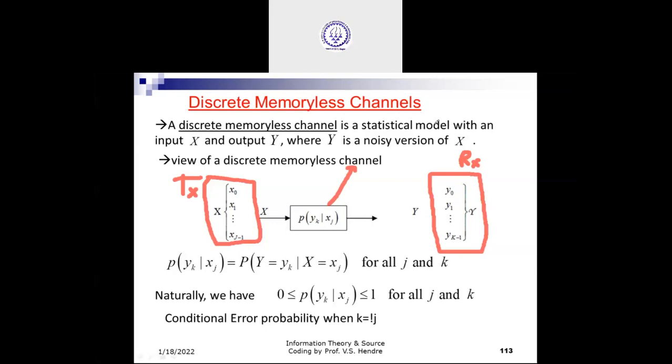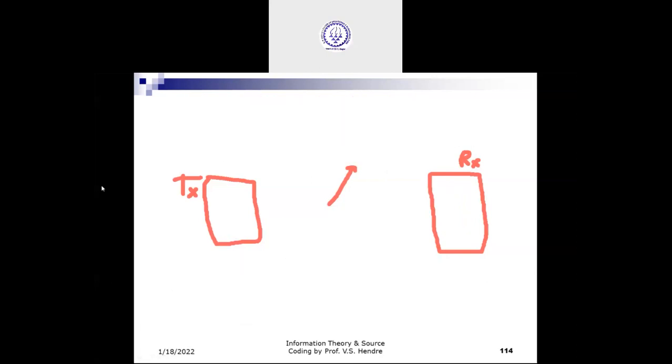So what is a discrete memoryless channel? It is a statistical model with an input X and output Y, where Y is a noisy version of X. No doubt X has been transmitted along the channel, noise gets added, and I'm going to receive the noisy version Y over here. So this is what a discrete memoryless channel is. Now, we need to define certain probability concepts for this discrete memoryless channel. To understand these particular concepts, let us look at how I can understand this concept from the probability perspective.